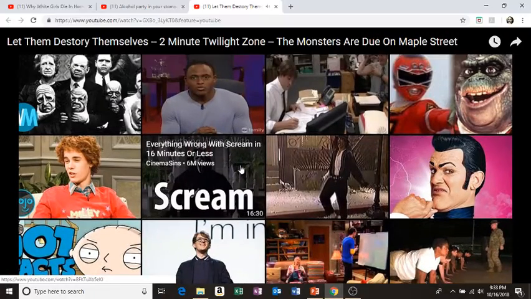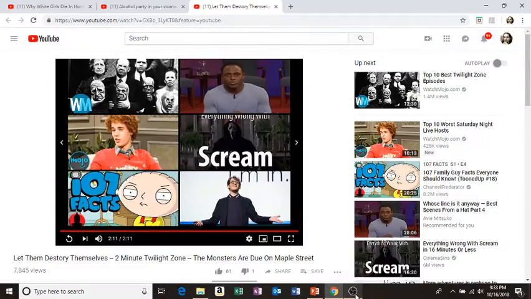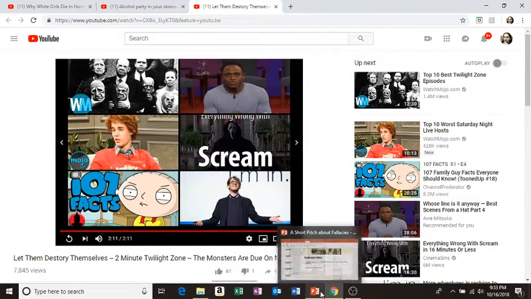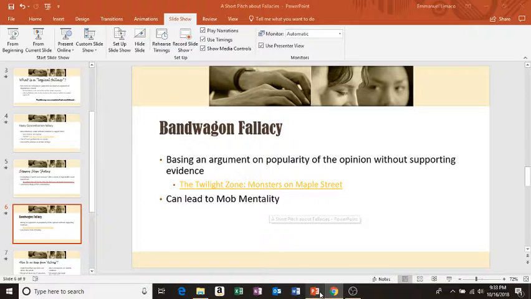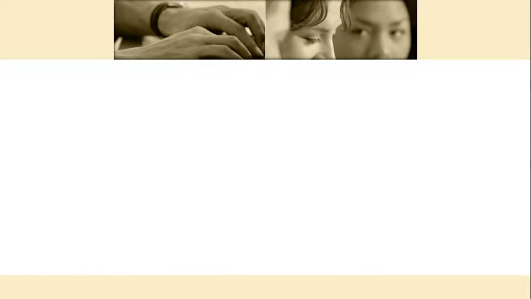There you really see the bandwagon fallacy at work. You saw the youngster at the beginning there made an assumption, and because of his assumption, the rest of the townspeople just seemed to fall in line with exactly what he was saying.